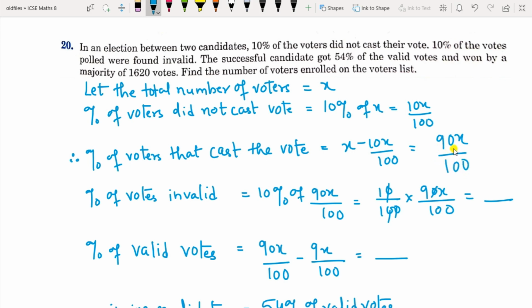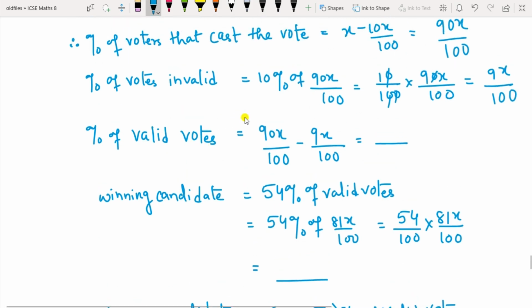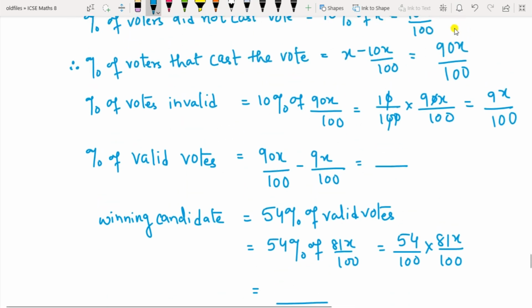Now from the votes, there were some invalid votes. They were 10% of the votes cast. So 10% of 90x by 100 will give you 9x by 100. That much were invalid. So what were the valid ones? You have to find that by subtracting: total votes cast minus invalid. As the denominator is the same, you can subtract here. So it will be 81x by 100. These are the valid votes.